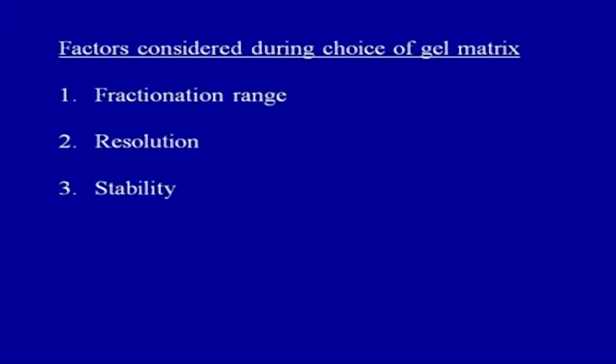Now, another very important factor is stability of the matrix. The matrix should be stable at different pH values and in different buffer and organic solvent conditions, because you are going to use different kinds of buffers or solvents during the run. The matrix needs to be physically and chemically stable for these solvents, and the proteins or any analyte which needs to be purified should not be affected by this. So, this is another important part, that is stability.